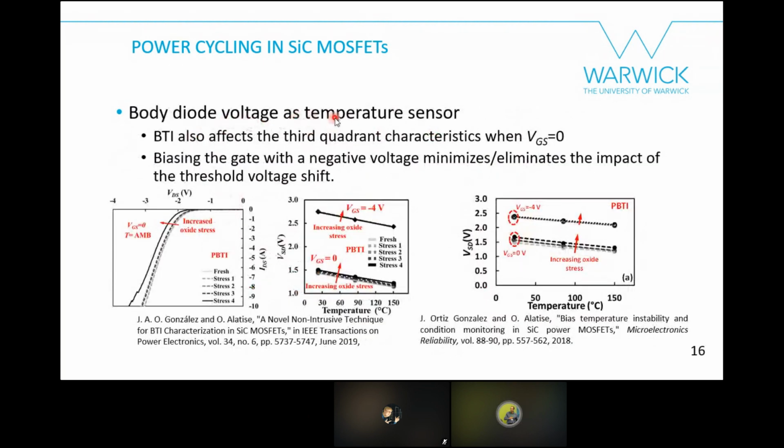If you use the body diode as temperature sensor, BTI is also affecting the third quadrant characteristics. Positive stress means a positive shift, an increase of the third quadrant voltage, and this will affect your calibration curve of the body diode as TSEP if you're using a gate voltage of 0 volts, which is what people use for silicon MOSFETs. But as was mentioned in webinar number 8, if you bias your gate with a negative voltage, you minimize this positive threshold voltage shift, and your TSEP is still accurate and good to measure temperature.